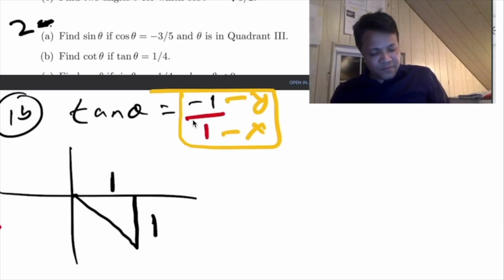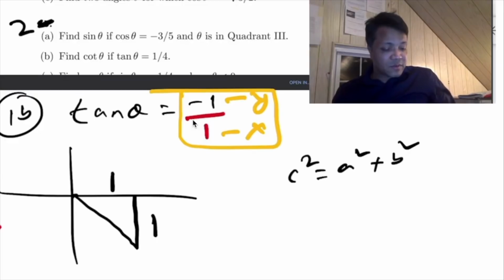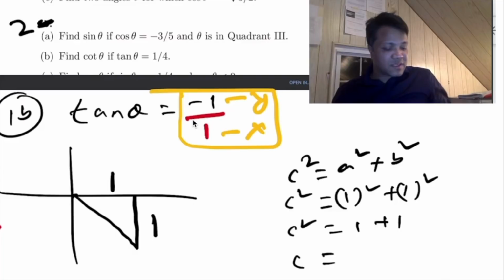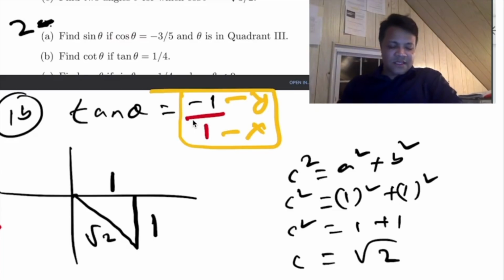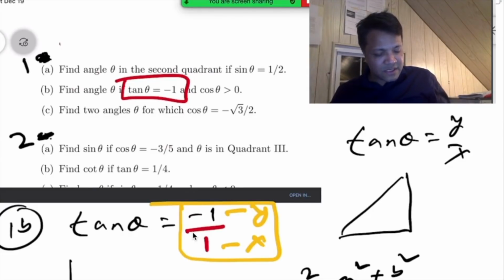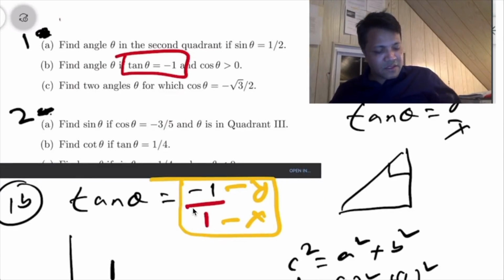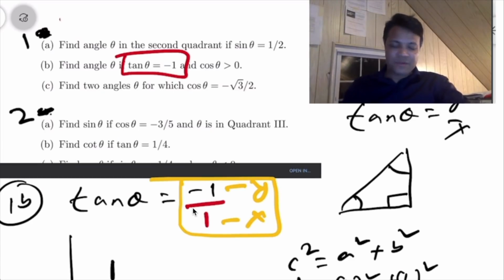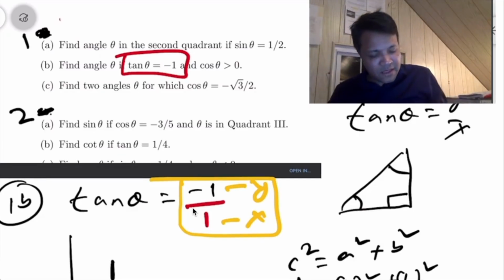The x is 1, so I have to find the hypotenuse. So c squared is equal to a squared plus b squared. So c squared is equal to 1 squared plus 1 squared. So c squared is 1 plus 1. So c is square root of 2. So this is square root of 2. So what does that mean? This means this is an isosceles triangle. What does isosceles mean? That means this one is 90, this one is 45, and this one is 45. Okay, so a 45, 45, 90 degree triangle. So then that means this is 45.